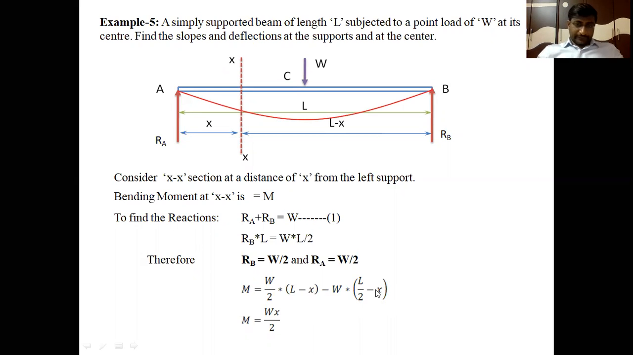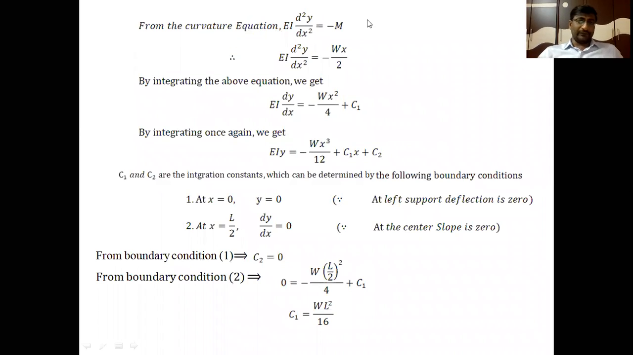After simplifying this equation, we will get Wx by 2. W by 2 into L gives WL by 2, and here also minus WL by 2 will cancel. Here minus Wx by 2, minus minus plus Wx. So Wx minus Wx by 2 is Wx by 2. M value is Wx by 2. This is the bending moment at section XX.